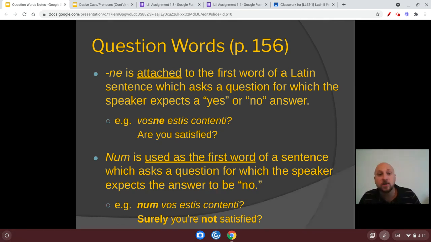Know quis, quid, ubi, and cur. Know that ne is attached to the first word for a question where the speaker expects either yes or no, like, are you satisfied? Yes or no. And num is the first word in a sentence when the speaker expects no. Surely you're not satisfied. You're not satisfied, are you? All right, you're expecting the person to say, no, I'm not, but that doesn't necessarily mean that the person is or isn't satisfied.